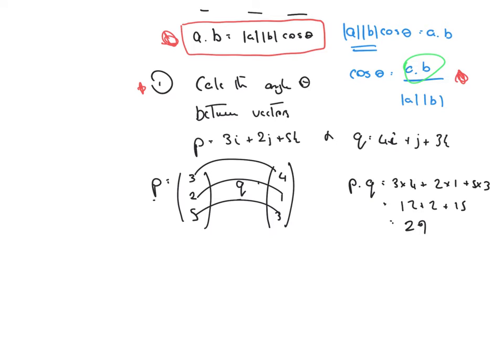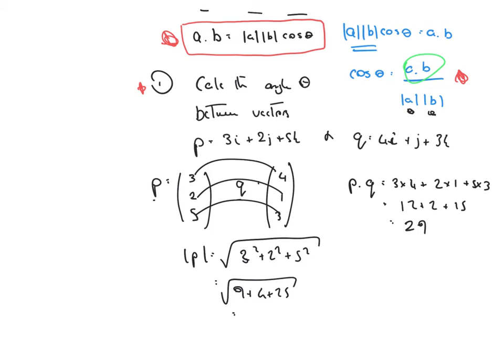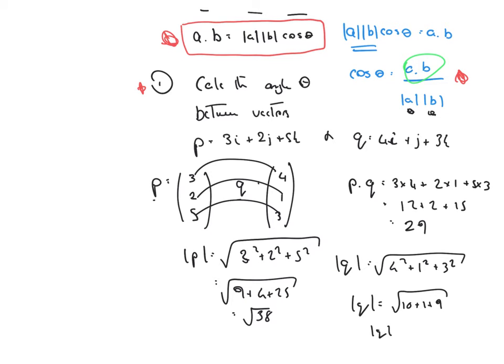Okay. Next move is to find the magnitudes. So the magnitude of P is the square root of 3 squared plus 2 squared plus 5 squared. That's the square root of 9 plus 4 plus 25, and that's the square root of 38. Okay, I'm now going to find the magnitude of Q, and that's the square root of 4 squared plus 1 squared plus 3 squared. And that is equal to the square root of 16 plus 1 plus 9, and that is the square root of 26.